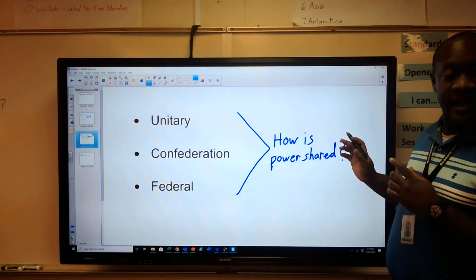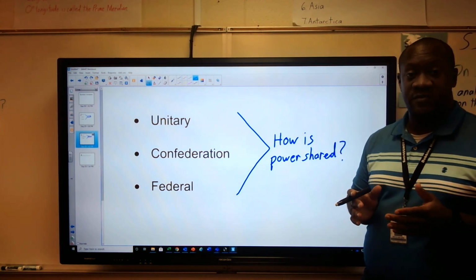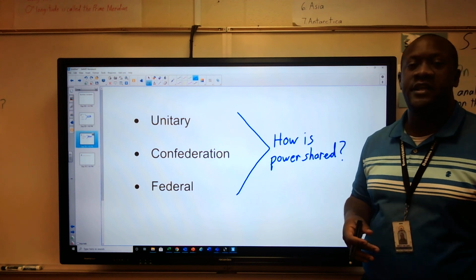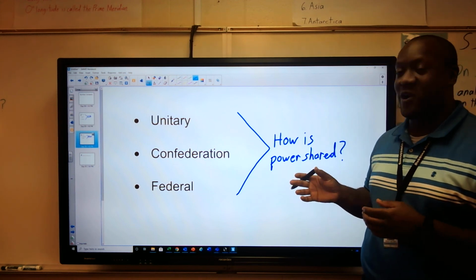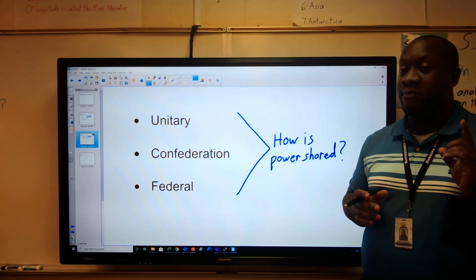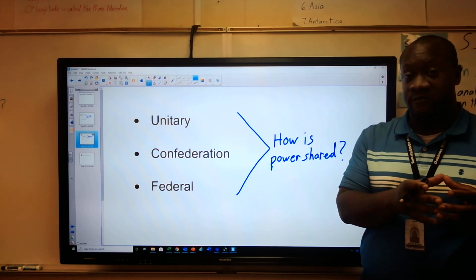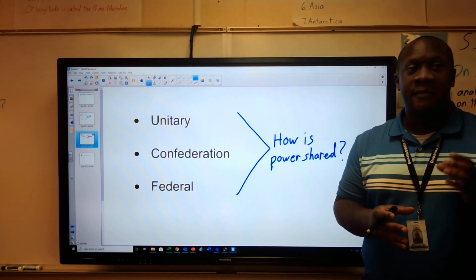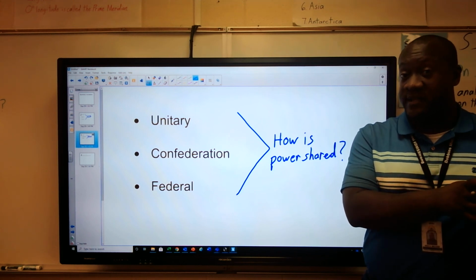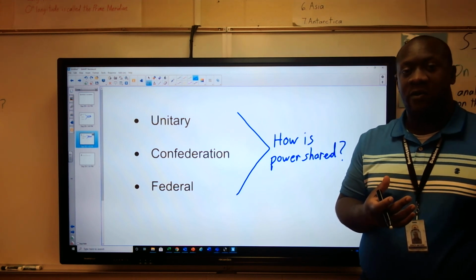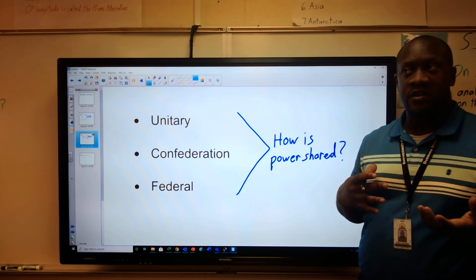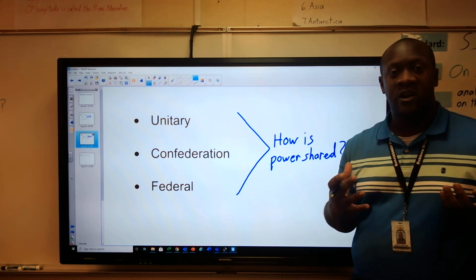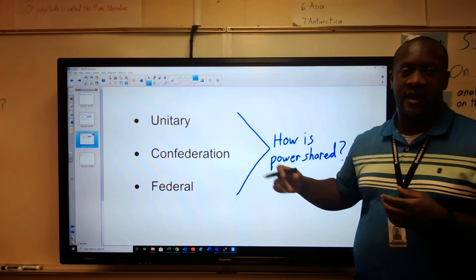So if I move out of the way so you guys can see that, how is power shared? So let's think about this for a second. We have the central government. So we use the United States, but let's take Germany, for instance. We use Germany a lot with our geography. So the capital of Germany is Berlin. Berlin is the central government of Germany. Whatever law is passed in Berlin affects the entire country of Germany. But yet Germany is broken down into individual states. And those states have some power. So how is power shared? Does the central government have all the power? Does the local government have all the power? Do they share power? Well, these words help us to figure that out.